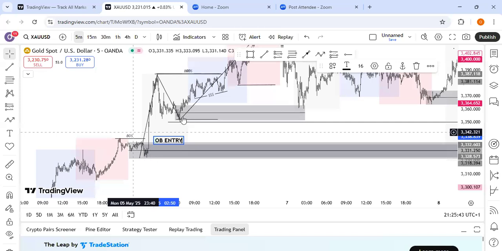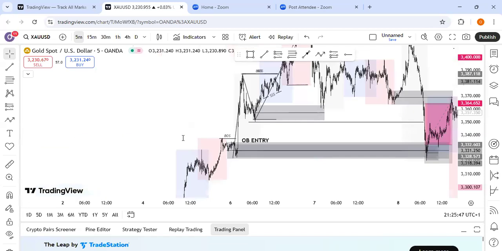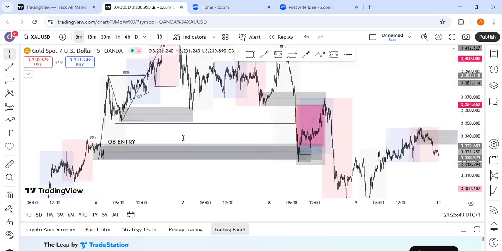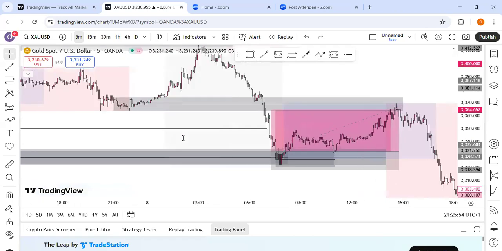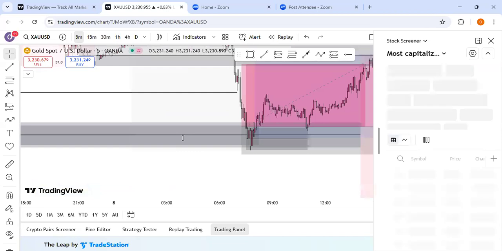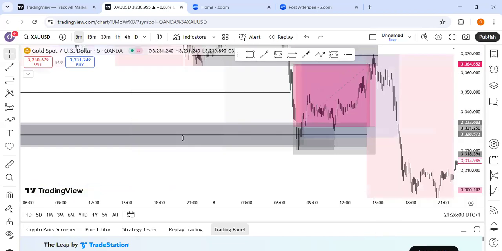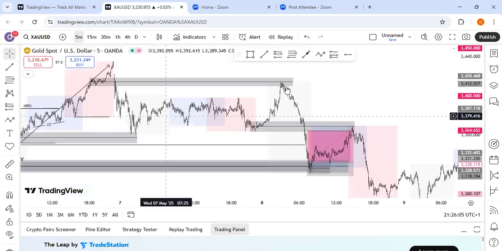This is a break of structure. This is an inducement. Now we have seen an inducement, so the next thing we should be waiting for is the market to come and mitigate it. And exactly that is what happened when the market came here. I shared this with you guys. I remember clearly, I was targeting this high before. If you go back to the group and check the images, you will see I was targeting this high.